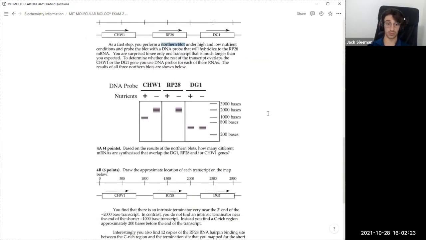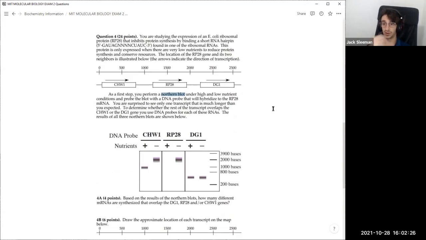You might not know what a northern blot is, and that's completely fine. A Western blot is when we look at proteins. A Southern blot is when we look at DNA. A northern blot is looking at RNA. The way they do this is you make a piece of DNA that hybridizes with the RNA transcript, and the DNA is modified with something that makes you able to see it on a gel. So you're just looking at RNA expression. That's all you need to know.